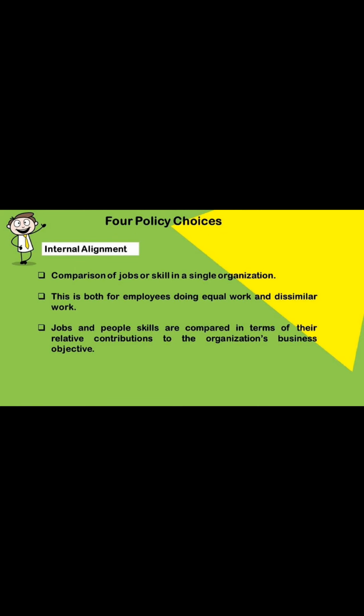Four policy choices. Internal alignment. Comparison of jobs or skills in a single organization. This is for employees doing equal work and dissimilar work. Jobs and people's skills are compared in terms of their relative contribution to the organization's business objective. It is the pay relationship between different jobs, the skills needed to perform these jobs, and its competencies within an organization. This in turn relates to the organization's ability to pay for a certain skill level of its employees.